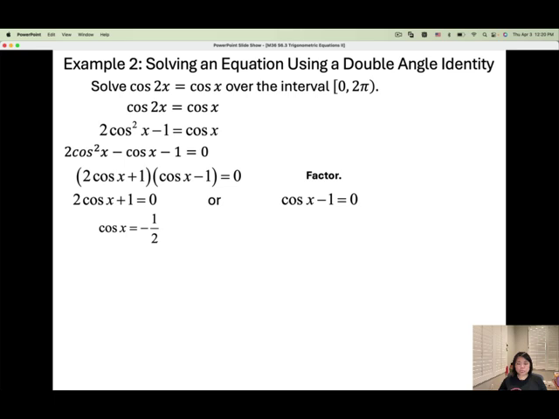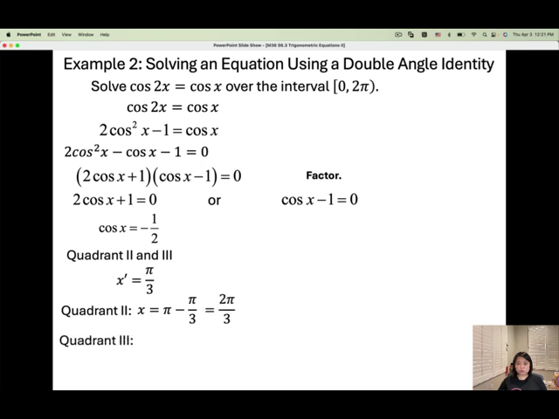Okay, what is the reference angle when cosine x equals -1/2? The negative tells us the angle will be in quadrant 2 and quadrant 3, and the reference angle will be pi over 3. So in quadrant 2, x will be pi minus pi over 3, which is 2 pi over 3. In quadrant 3, the reference angle is pi over 3, so x will be equal to pi plus pi over 3, which is 4 pi over 3.